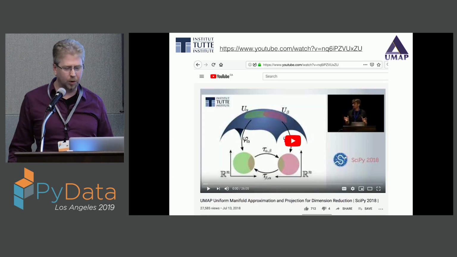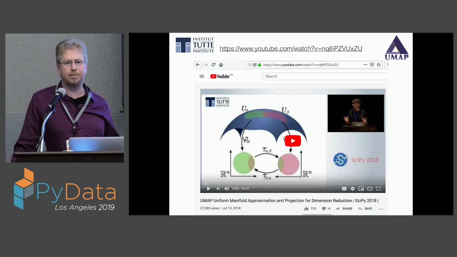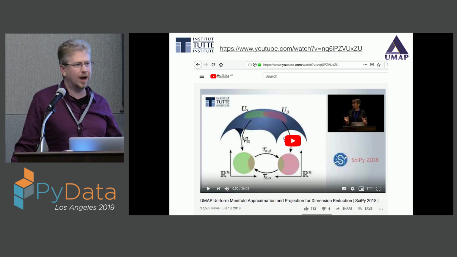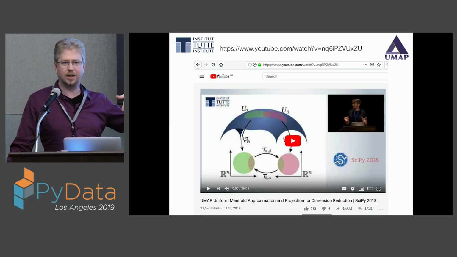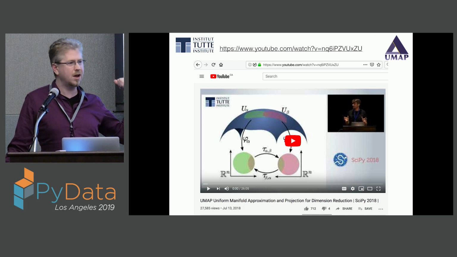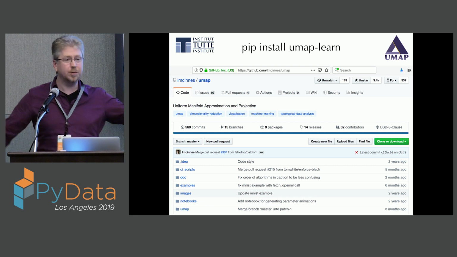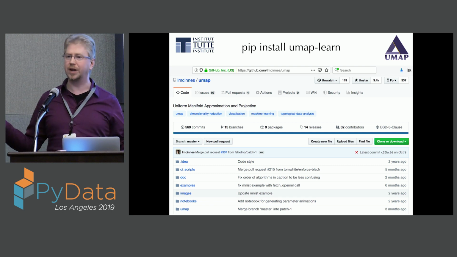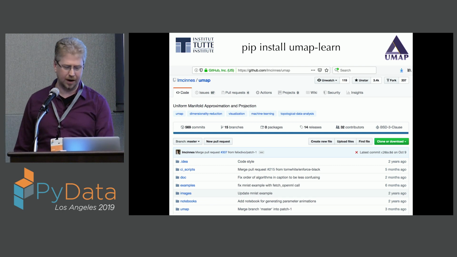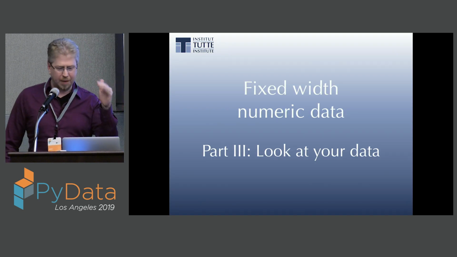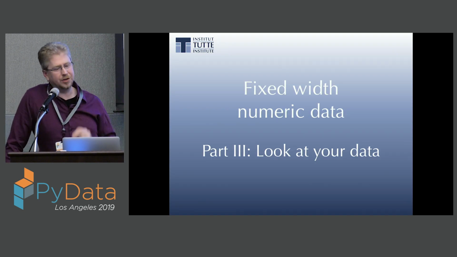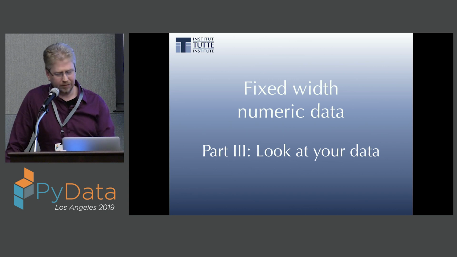If you want to get into a little more theory, my colleague Leland McInnes gave an excellent SciPy talk in 2018 on UMAP, or at PyData LA in 2019, yesterday. It's also good. All right, or you could just pip install it right now and start using it on your data and see how it does. All right. Back to looking at your data. Now we have a dimension reduction algorithm. I'd like to use it. Let's use it to look at our data.